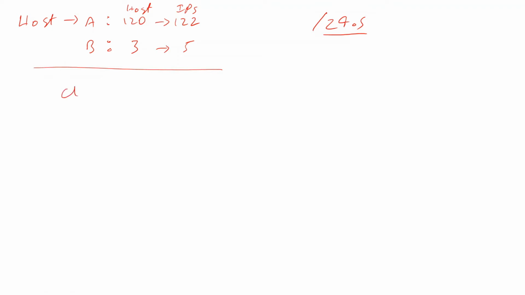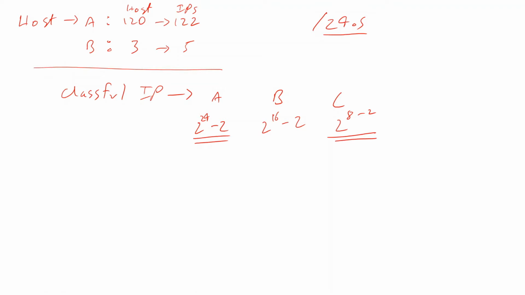So the first method, the classful IP addressing, here we know that there are three classes of IP addresses, right? So A, B, and C. So A has a host count of 2 to the power 24 minus 2, B has 2 to the power 16 minus 2, and C class has 2 to the power 8 minus 2. So this is the smallest one and this is the largest one. So these are like three sets.